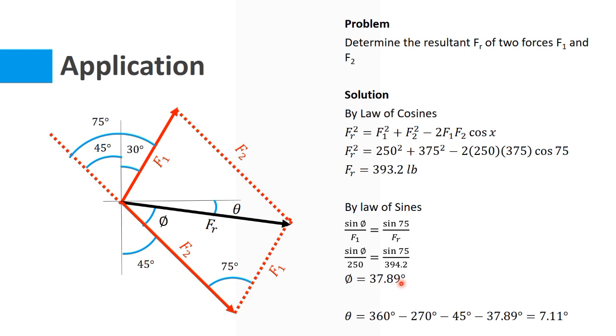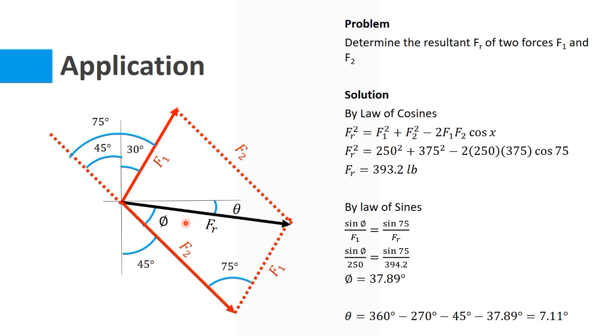So this angle, which is the angle of inclination of the resultant force with the F2 force, is 37.89 degrees. And if we are interested in the angle of inclination of this force with the x-axis, we can do it very easily, because this total angle is 360 degrees. We know that the total angle from this positive x-axis to the positive x-axis again is 360 degrees, and it comprises 90 plus 90 plus 90, which becomes 270 degrees, and this angle is 45 degrees, and this angle is 37.89 degrees.